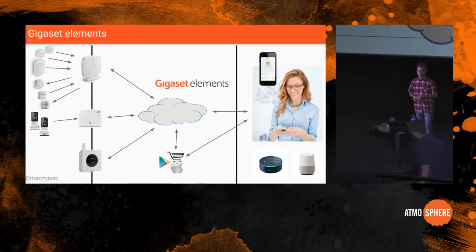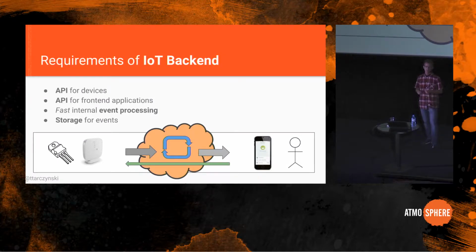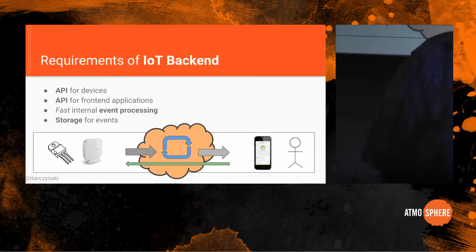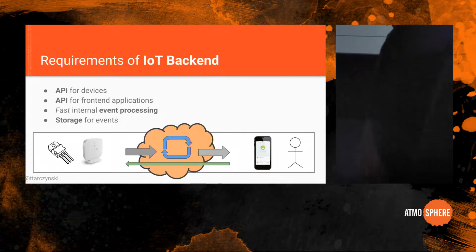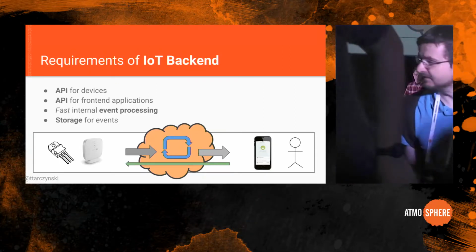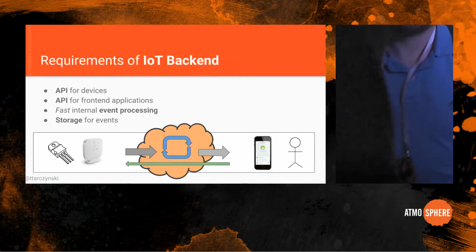What's required for such an IoT backend? As we've got all those devices, they need to send signals to the servers in the cloud, so we need an API for devices. Our users need to see what's going on, so we need another API for the front-end applications. Then our users require to see results, to be notified immediately about anything happening, so we need very fast processing of all the events. And also, to enable our users to see the history of what's happened, we need storage for events.